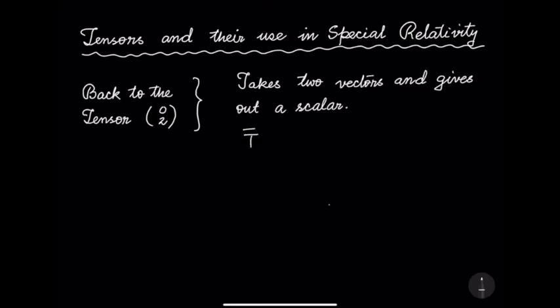So let's go back to the tensor of form. This is a second rank tensor. As you see, I write 2 in the bottom place. And to remind you, this is a type of tensor that takes two vectors as input and gives a scalar as output. In general, it will take two vectors, A and B. So T is the tensor and gives out a scalar.